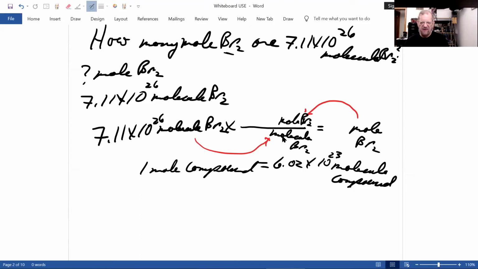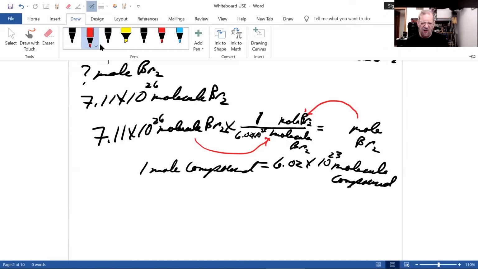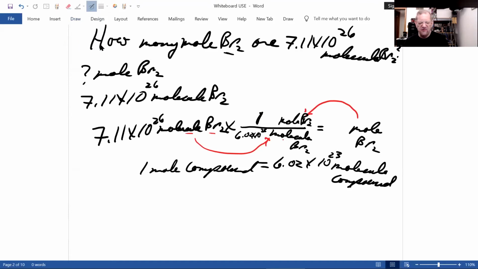And if we come up here, what do we put in moles of bromine? 1. Because 1 mole of a compound, bromine, equals what? And the bottom, 6.02 times 10 to the 23rd. And before I pick up my calculator, I will check. Notice I have moles of bromine divided by molecules of bromine. Anything divided by itself, A divided by A, equals 1, cancels out. I'm left with moles of bromine. Hey, that's what I want for my answer. So now I can pick up my calculator.